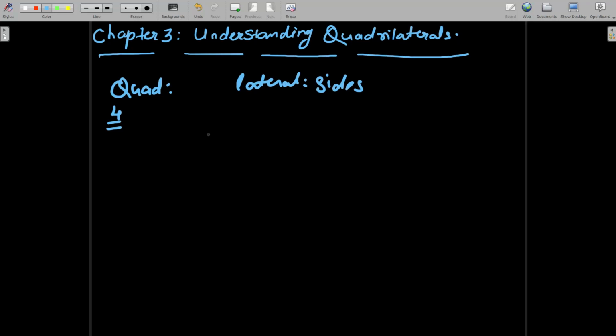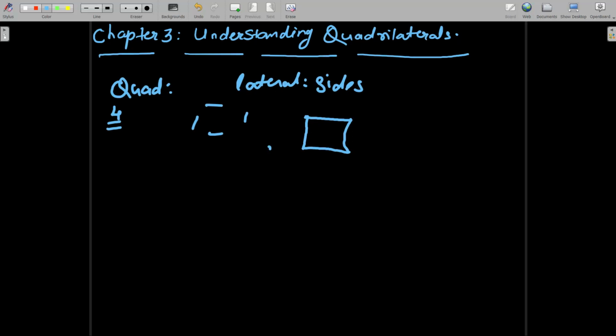And those four sides cannot be open. It cannot be like this. This is also one kind of shape, right? But this is not a quadrilateral. A quadrilateral has four vertices, and all these vertices are joined. There is no open space between any of the vertices. So if all four vertices are joined, then this is termed a quadrilateral.